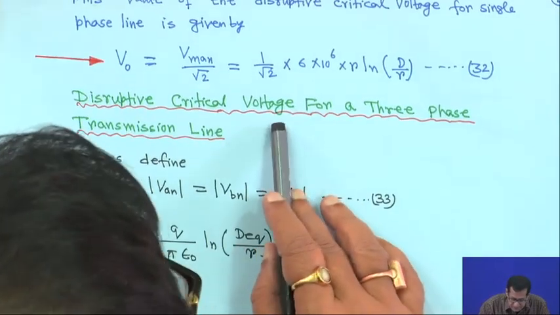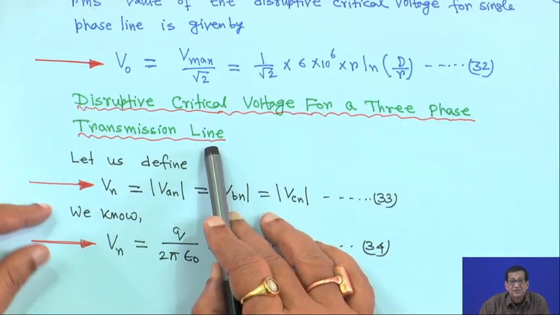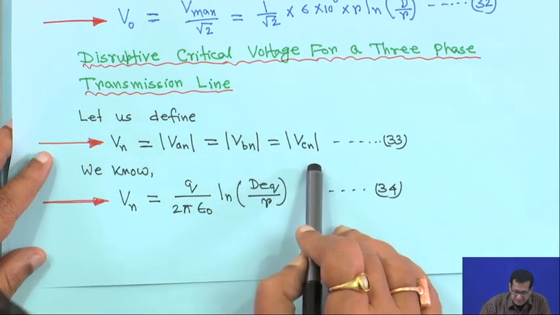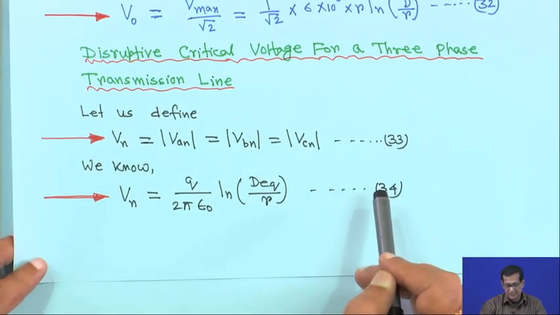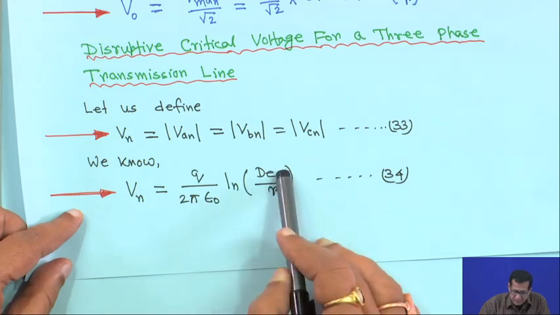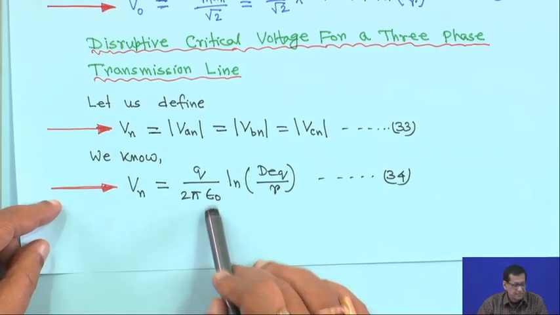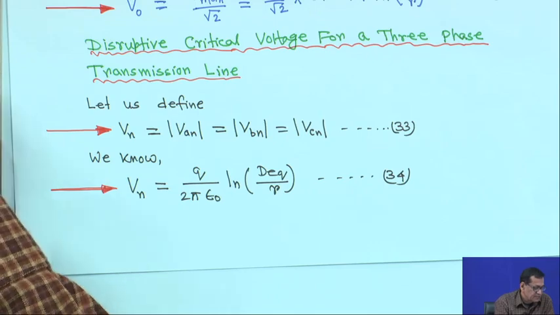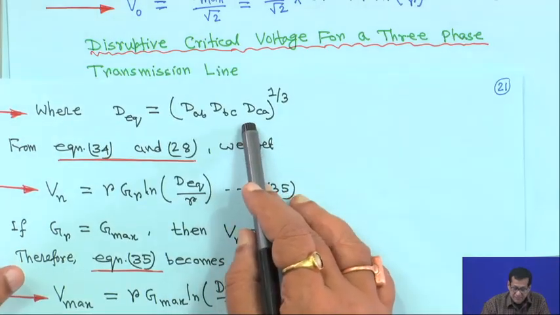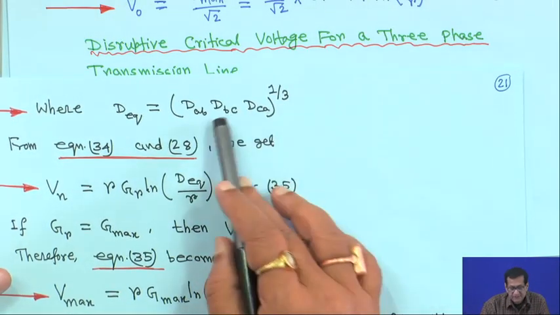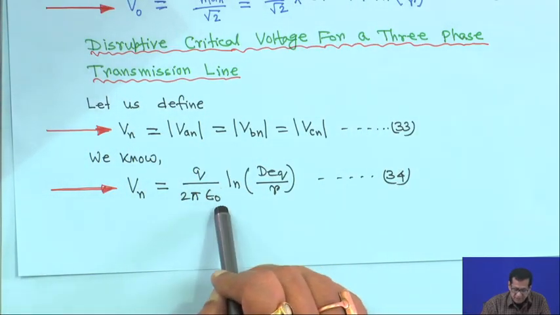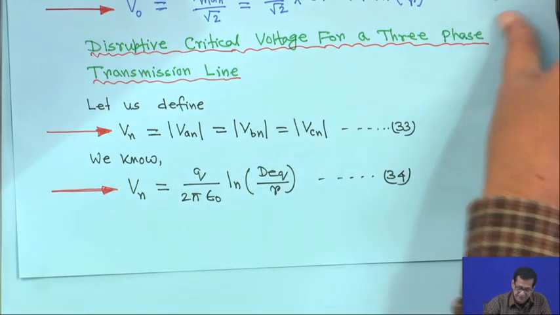Next is the disruptive critical voltage for a 3-phase transmission line. Now, let us define the magnitudes Van equal to Vbn equal to Vcn, their magnitudes are the same. This is equation 33. Now, we know that Vn is equal to q upon 2 pi epsilon 0 ln dq by r. This we have seen, where dq is equal to the cube root of dab, dbc, dca. This we have seen in the capacitance chapter. Therefore, we know that q upon 2 pi epsilon 0 ln dq upon r.